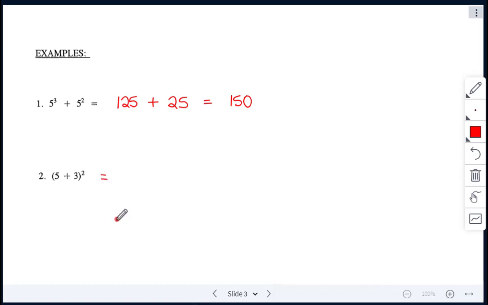All right, let's take a look at our next example. Here we have 5 plus 3 in brackets, squared. According to BEDMAS, we have to do our brackets first, so any calculation inside the brackets first. 5 plus 3 is 8. And then we still have the squared, so it becomes 8 squared, which is 8 times 8. That would give me an answer of 64.